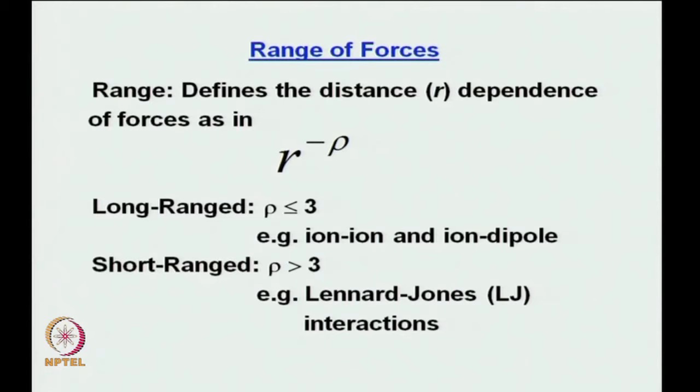Okay. So, there are two different ranges. Obviously, if you have a long range, you will also have a short range. The idea is that forces such as van der Waals or dispersion forces are typically what? Short or long range? These are short range forces. So, look at the definition of long range and short range. Long range tells you that rho is less than or equal to 3, ion dipole and all those things. Short range is rho greater than 3, which are typically your Lennard-Jones interactions, the van der Waals interactions. So, remember 1 by r to the power 12 and 1 by r to the power 6, that means r to the power minus 12 and r to the power minus 6.